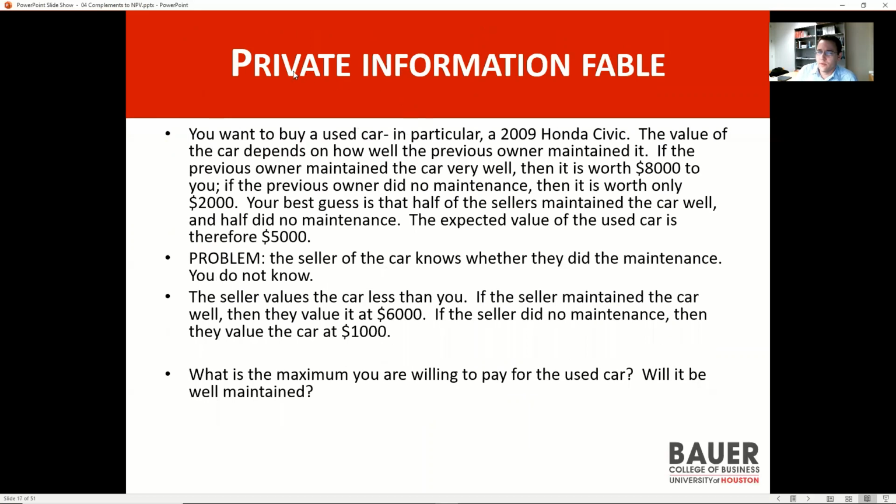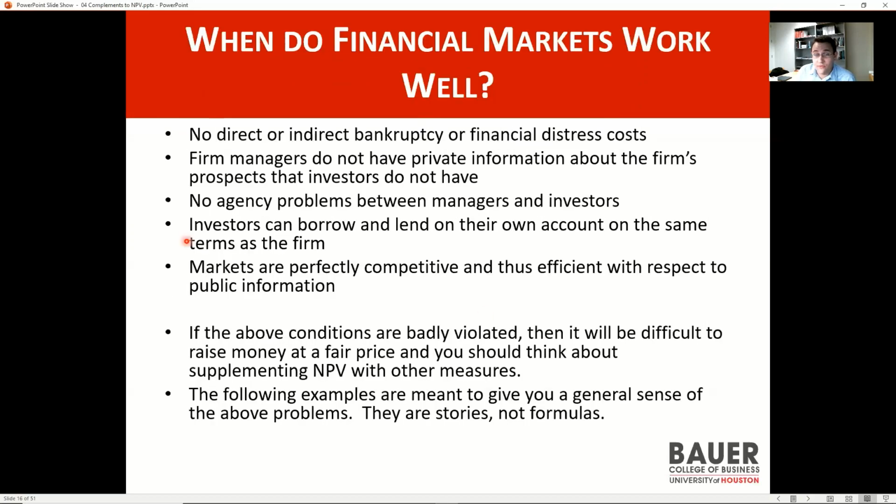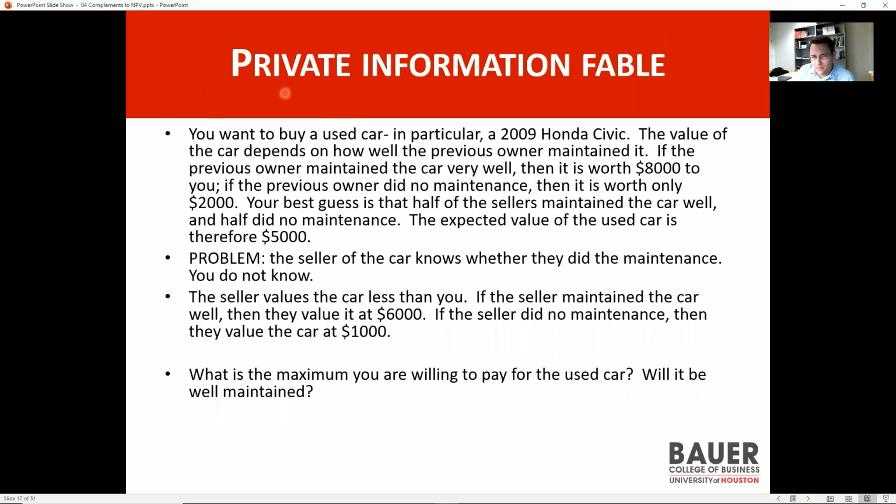So the first friction is private information. You can imagine that these assumptions are violated a lot, to different degrees. When does a manager have more information than the investors? Well, probably a lot of the time. The easiest way to fix ideas is to think about the used car market. Everyone knows that when you buy a used car, the seller knows a lot more than the buyer.